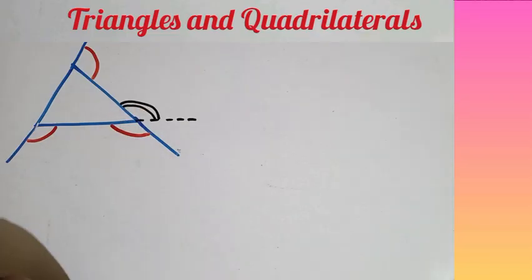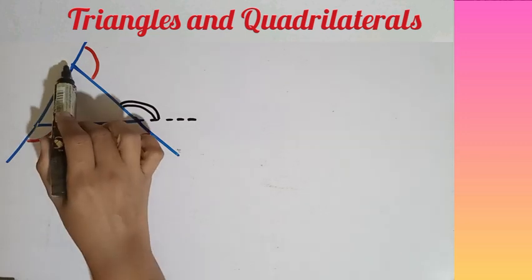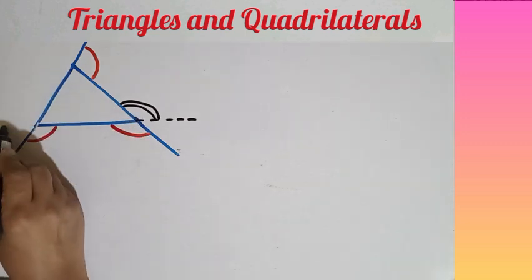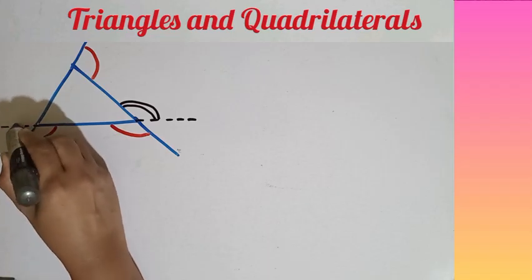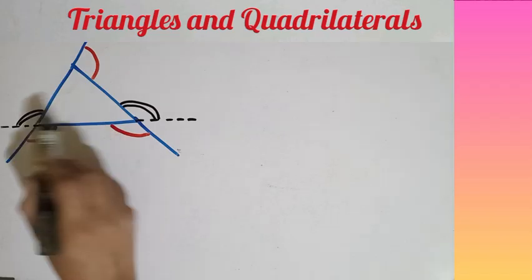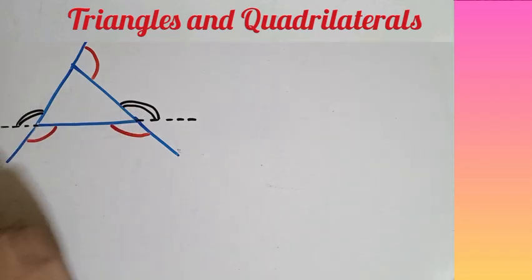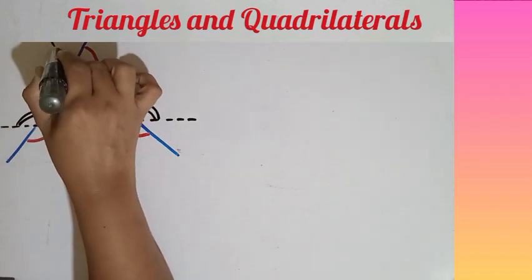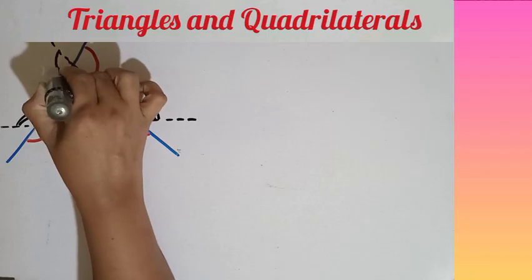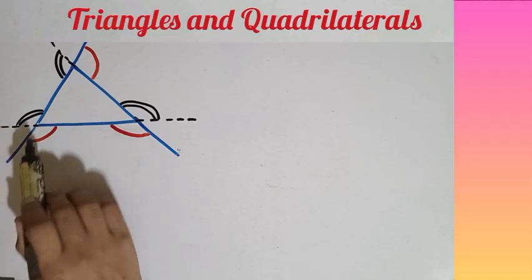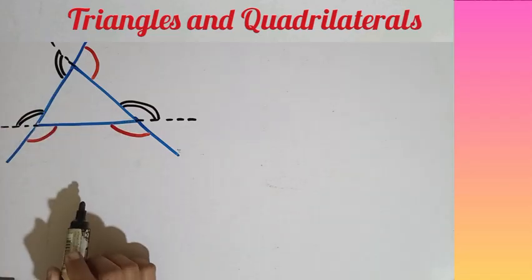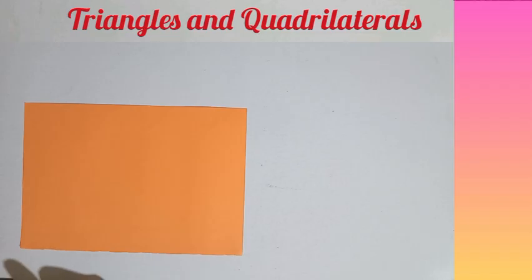So in every triangle, there are three pairs of vertically opposite angles. At each vertex, we can find two exterior angles. But normally, we consider that for one triangle, there are three exterior angles. When we are taking the sum of the exterior angles, we are taking only three angles. Now let's learn how to take the exterior angle sum of a triangle.